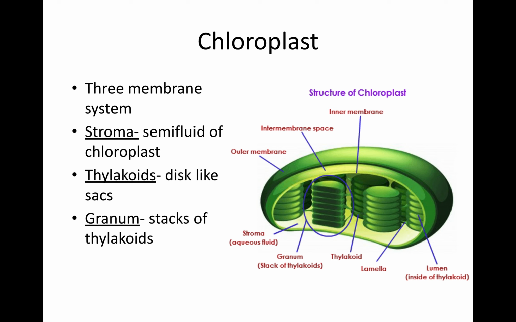Chloroplast, 3-membrane system. You're going to have the stroma, the thylakoids, and the granum. I will ask you where these are on the chloroplast, so you'll have to label these, okay? The stroma is the fluid within the chloroplast. The thylakoids are the small discs inside the chloroplast that are stacked up. Once they're stacked up, they're called a granum, okay?